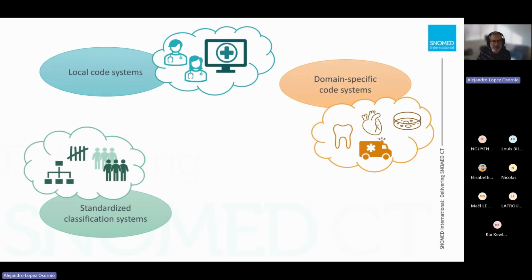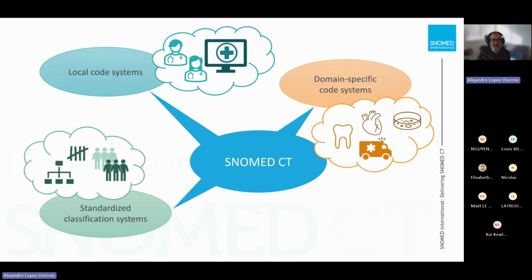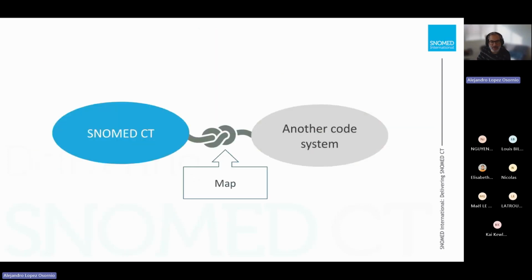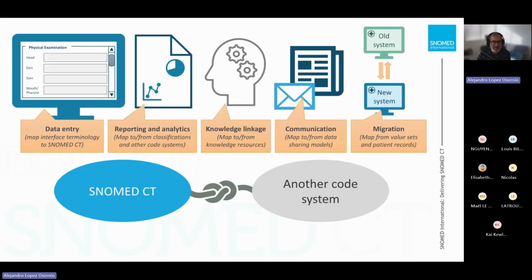So a bit of the role of SNOMED implementation is to not be completely disruptive, but rather to allow people to keep using other terminologies along with SNOMED CT. In order to make SNOMED CT work nicely with other terminologies, we do what are called maps. Maps are the way in which we can link the SNOMED CT content with content in other code systems. And there are, again, different use cases for that.